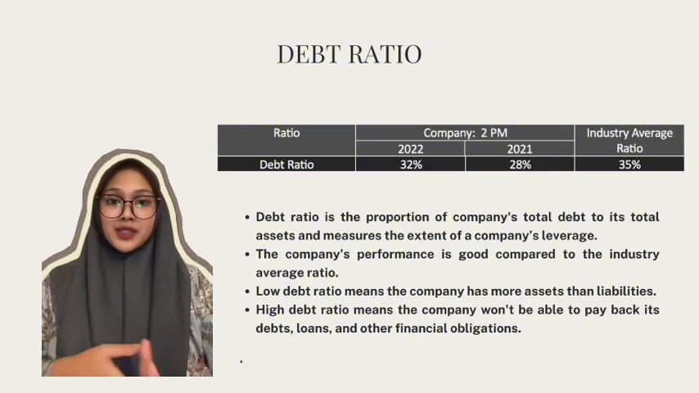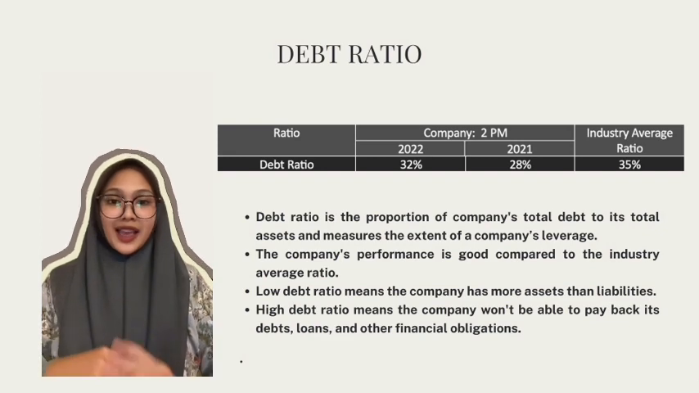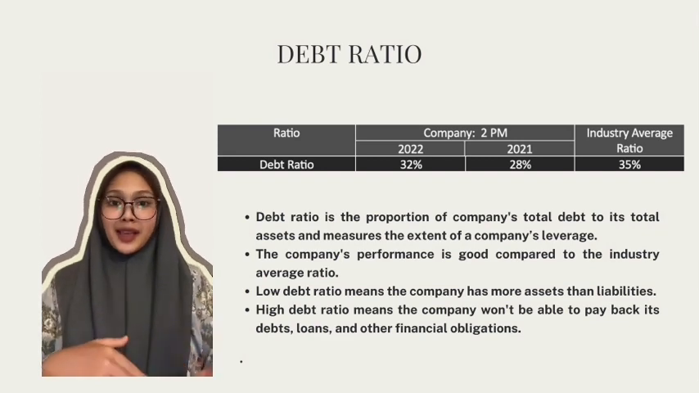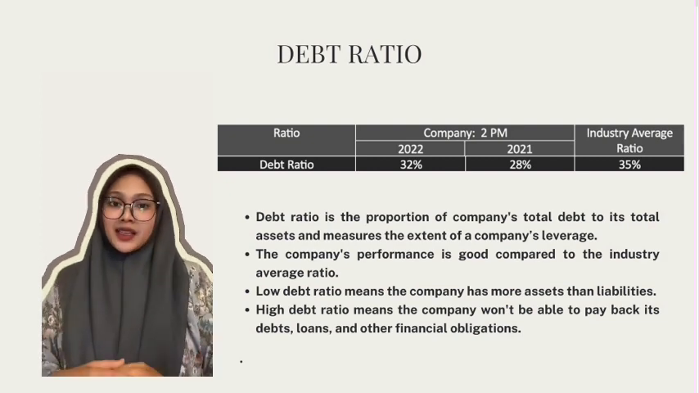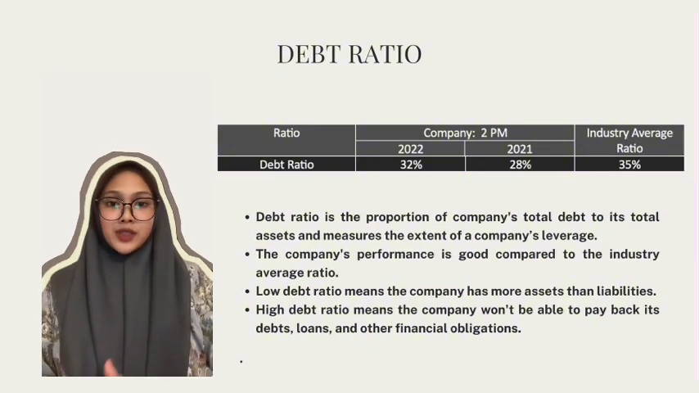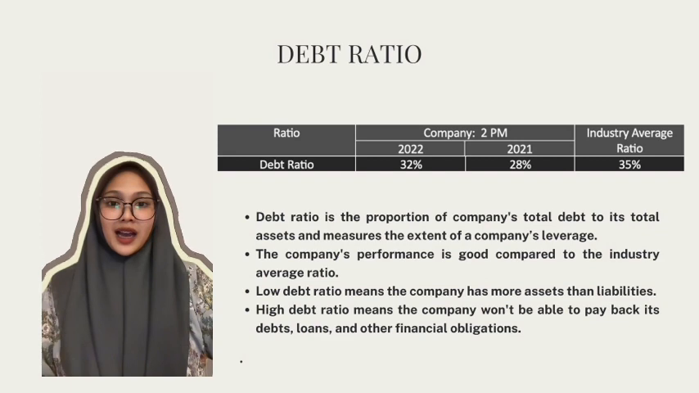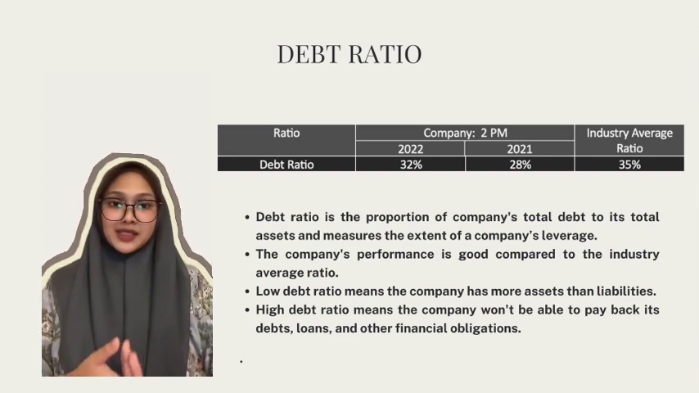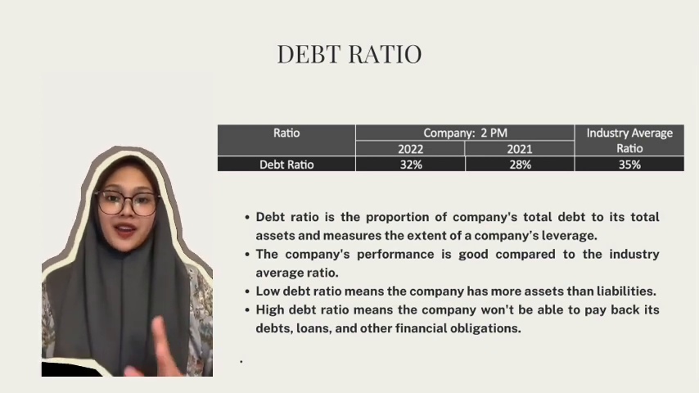A lower debt ratio means a company is in good standing and likely able to pay back any accumulated debt. Likewise, in 2022, the ratio is 32%, which is also lower than the industry average ratio. While a high debt ratio indicates that a company may have more debt than assets and is at financial risk.